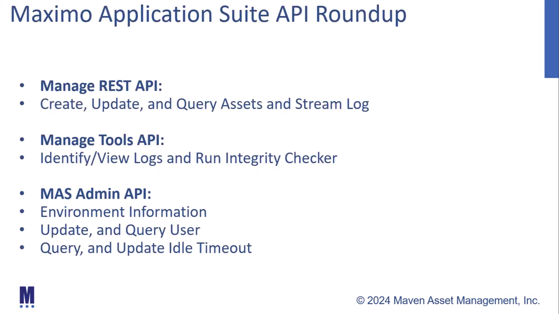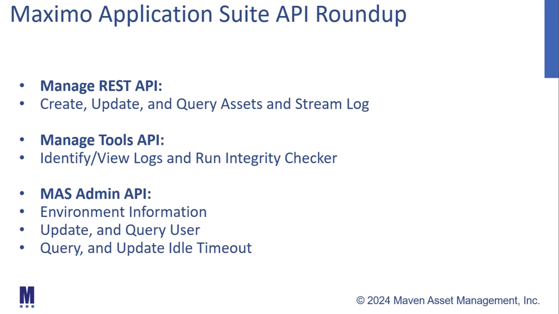For the demonstration, we're going to be using a Postman project that I put together. I will review the Manage REST API, where we're going to do some creation and updating and querying of assets. And then we'll review the more recently added log streaming functionality, which is a great addition for the OpenShift architecture. The Manage Tools API for running Integrity Checker, and we're going to look to see the logs that are available from the tools functions for Manage.